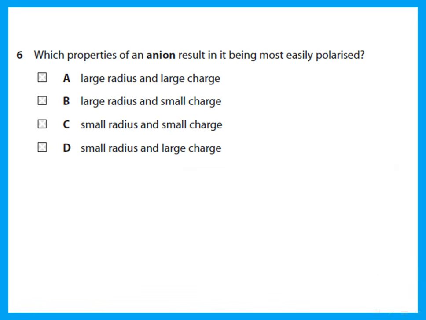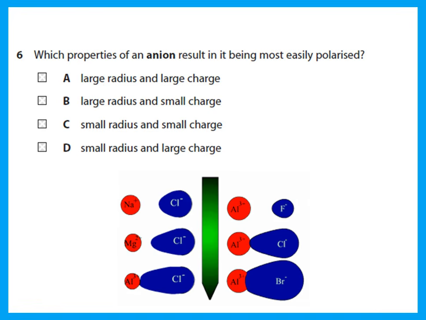Now, the next question says, which properties of an anion result in it being most easily polarized? Then we said the anion, to be able to be easily polarized, has to be large and have a large charge. So a large anion with a large charge will be more likely to be polarized.